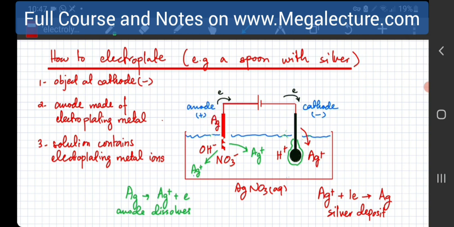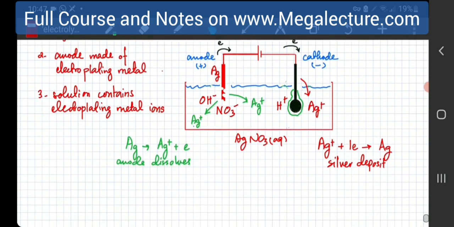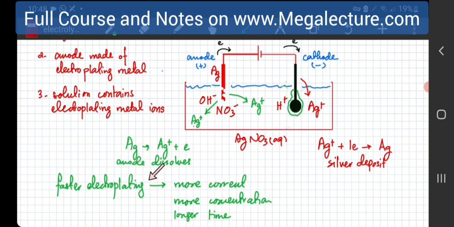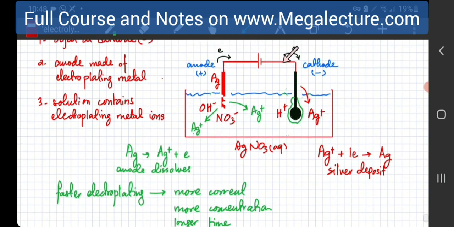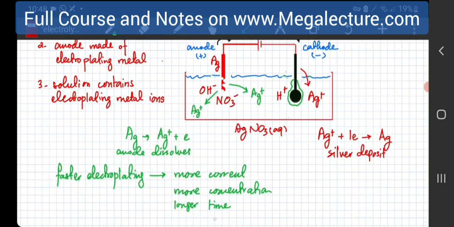And some things about if you want to do a more effective or thicker plating, or you want to do the electroplating quickly: for faster electroplating or to get a thicker plate, you obviously need more current. You want more electrons to flow through the circuit so that more silver ions get deposited. You need more concentration. If you have more ions in the solution overall, there's going to be a much faster reaction. And you need a longer time as well. If you want a thicker plate, you need to do electroplating for a much longer time so that more silver gets deposited.